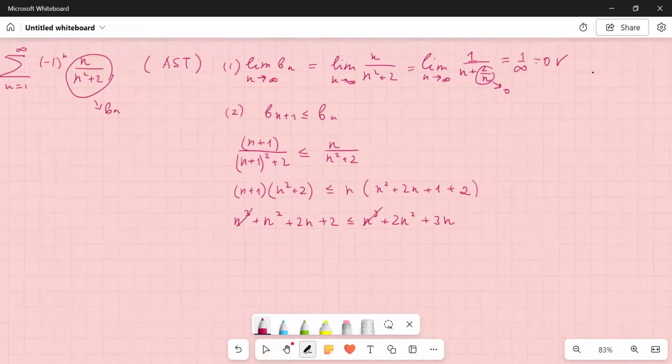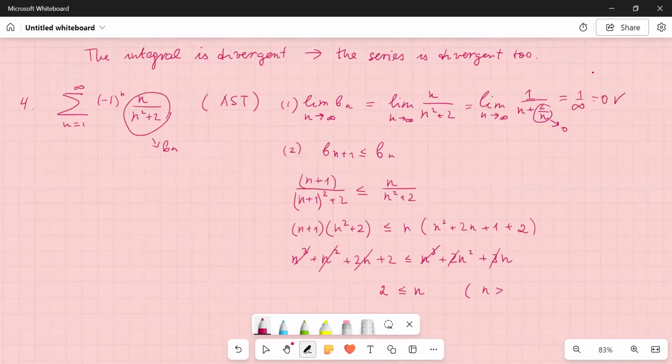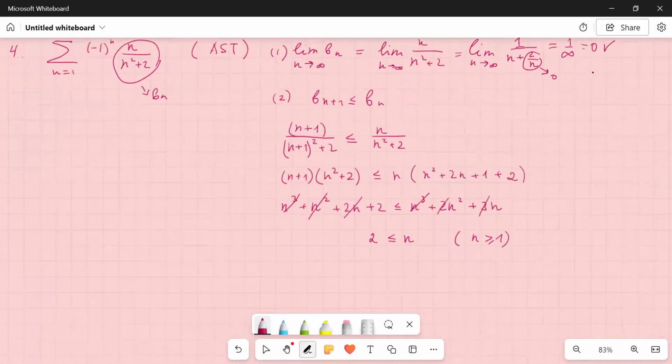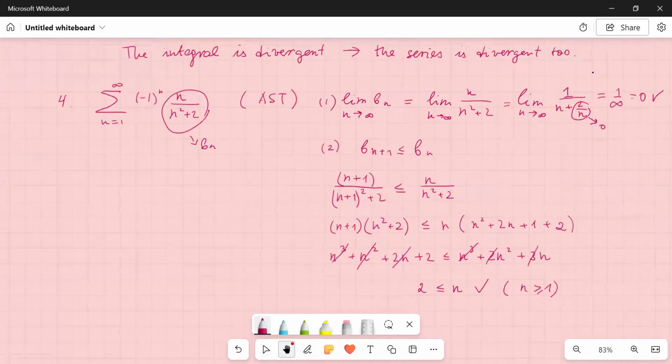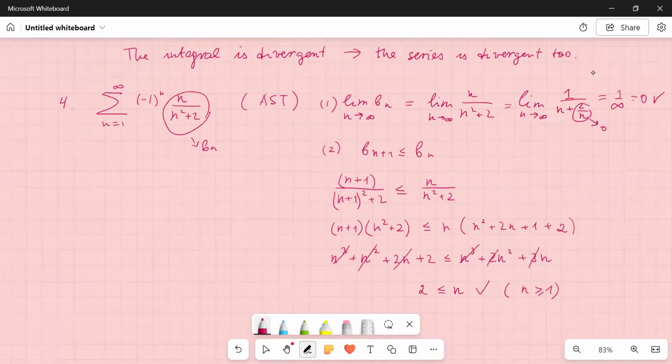Now I'm going to cancel some stuff. n cubed cancels. 2n squared, 1 of the n squared is going to cancel. 2n is going to cancel. 1n is going to stay. So I have 2 on this side. It's equal to just n. Well, I do know that my n for the series starts with 1, so n is greater than or equal to 1. So, of course, 2 is going to be greater than or equal to... everything checks. And we are going to say that the series is convergent by the alternating series test.